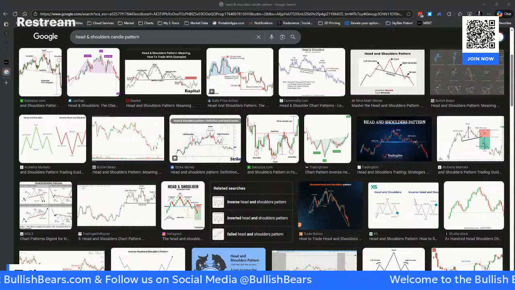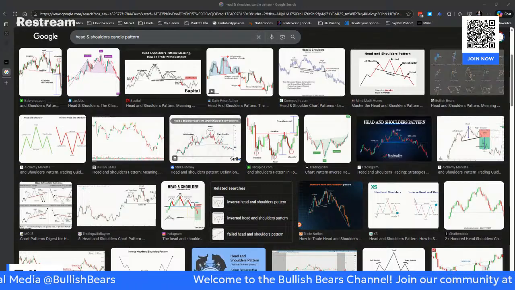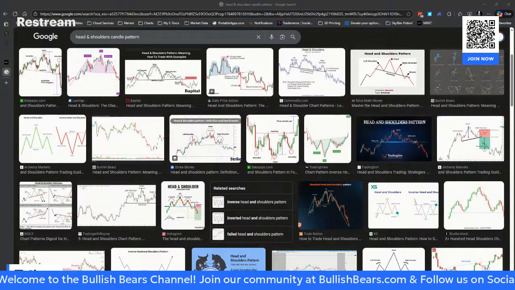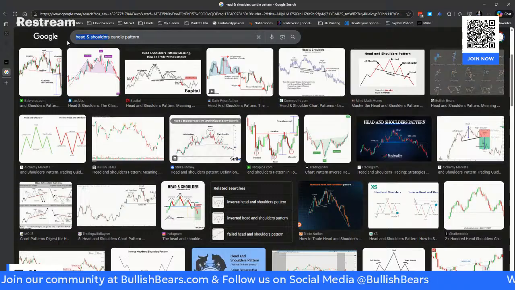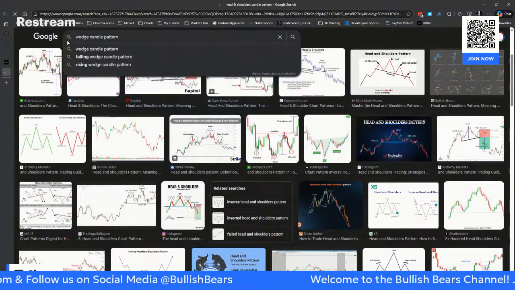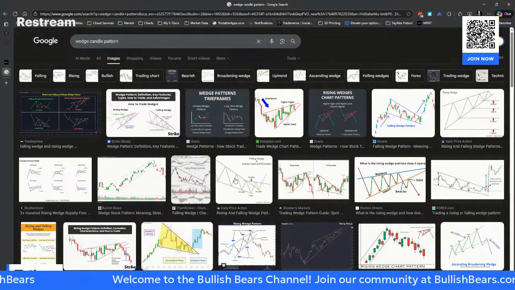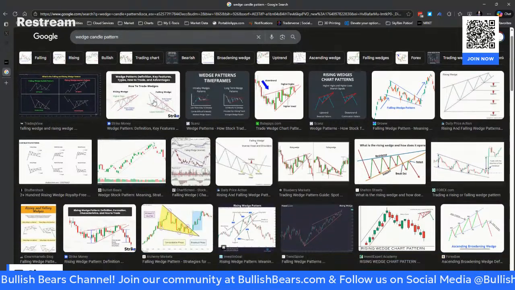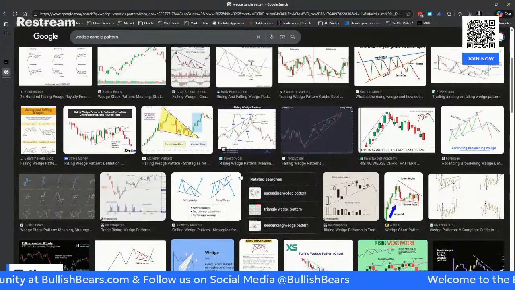So every pattern has a spot where you're supposed to measure its length: rising wedges, falling wedges, ranges. So if I type in wedge candle pattern, you can see that we've got rising ones, falling ones, and it'll talk about where to measure it, how to project it.